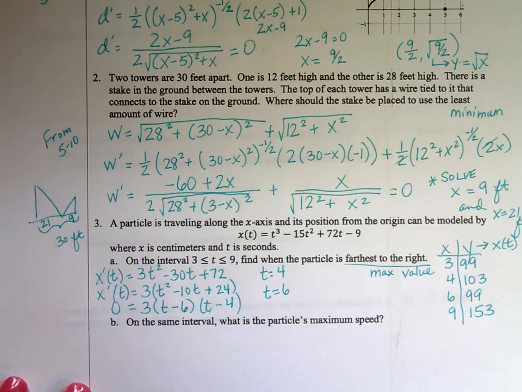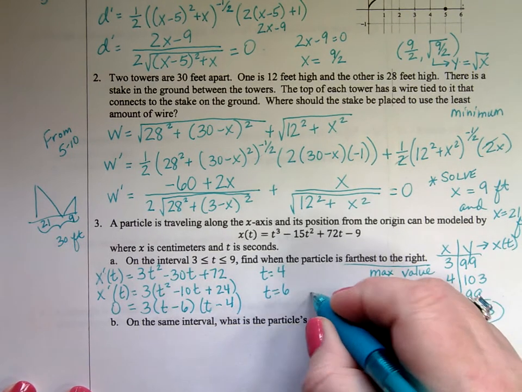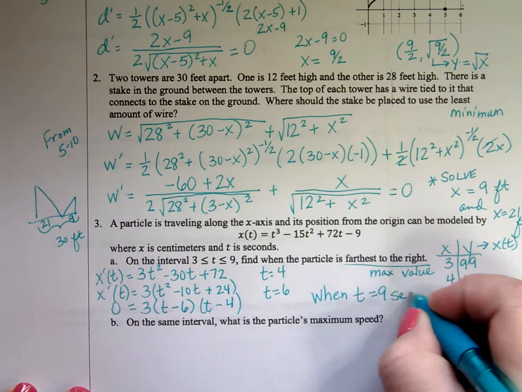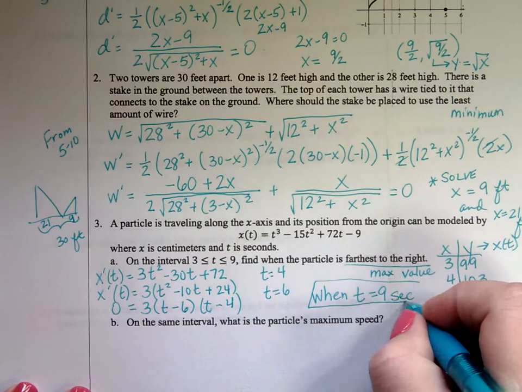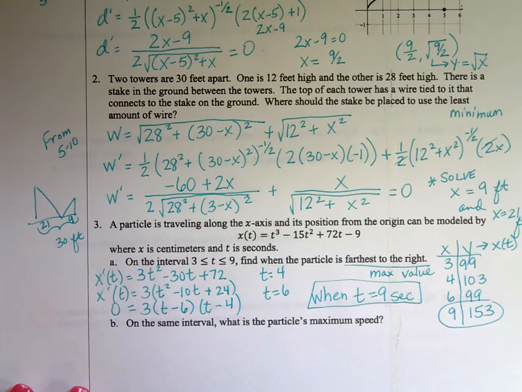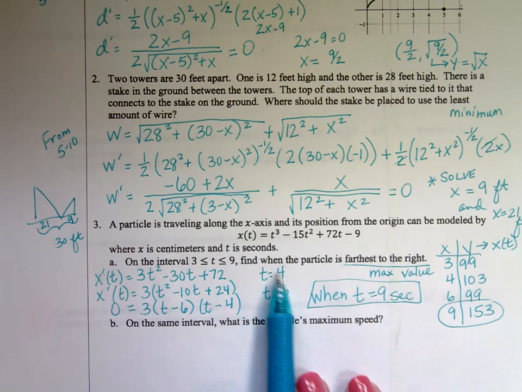So the question says, when is it farthest to the right? Well, the maximum value is down here at 9. So our answer is when t equals 9 seconds. Find when the particle is furthest to the right. It's furthest to the right when t equals 9 seconds. It didn't ask you what the maximum value was, so you don't need the 153. You just use that to be able to answer what time it was. The question was a when question, so the answer is going to be a time.